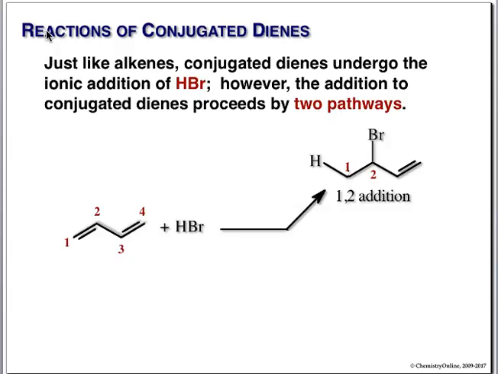However, when you have a conjugated diene, you can also do a second type of addition, and this is called a 1,4 addition. Now this starts off the same way. We're going to add the proton to carbon 1, that's this guy. Then bromine, bromide, will add to this carbon down here to form a 1,4 addition product.